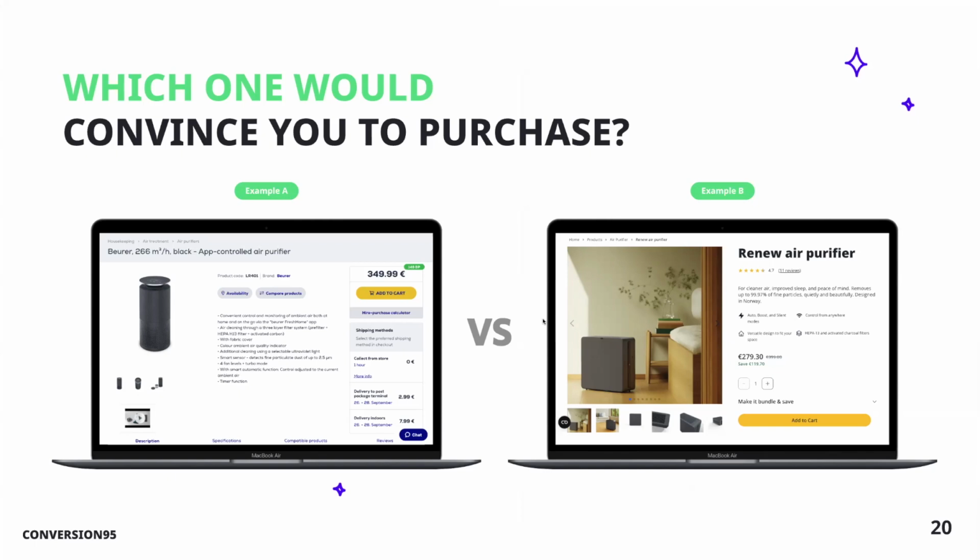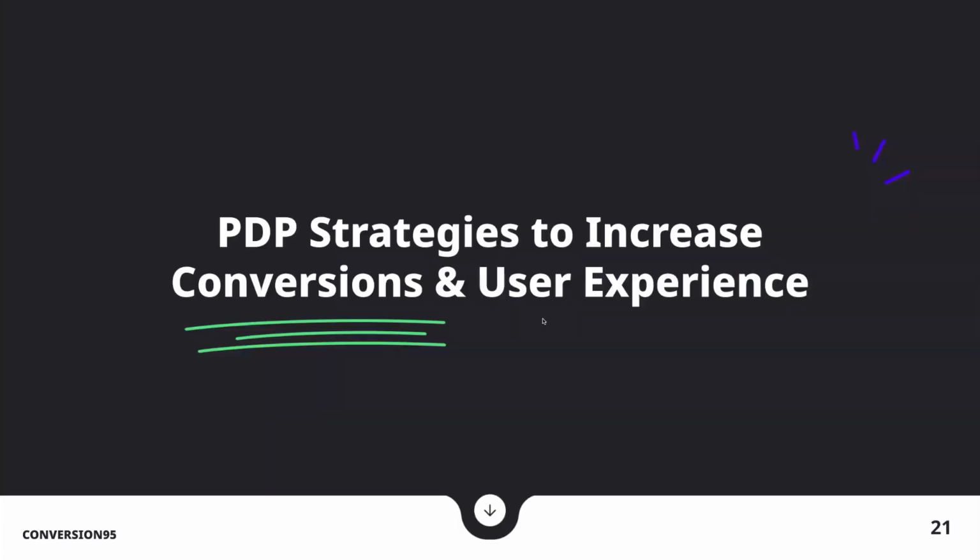And I think that most people would choose example B. So why is it? What strategies are used in example B to get most people to go with this example? Because all of the information was generally present in example A as well, that one might look for.